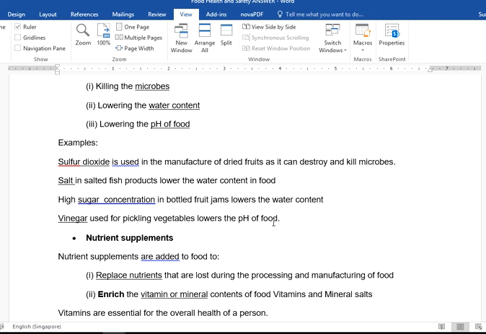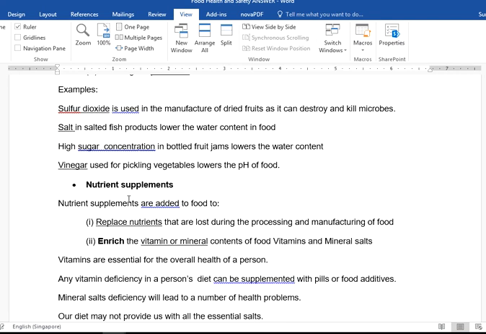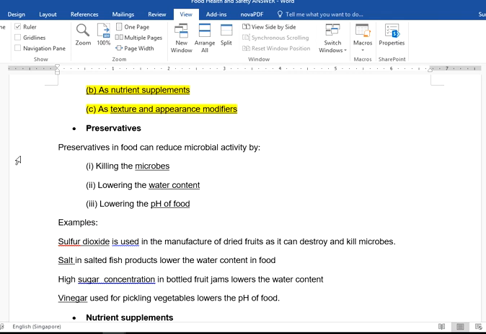Vinegar is used in a lot of pickled food, pickled vegetables, and so on, because vinegar will lower the pH of food. Remember, vinegar is a type of acid. All right, so this is an example of how additives are used as a preservative. And how is it a preservative? Because it can either kill the microbe or lower the water content or lower the pH of food.